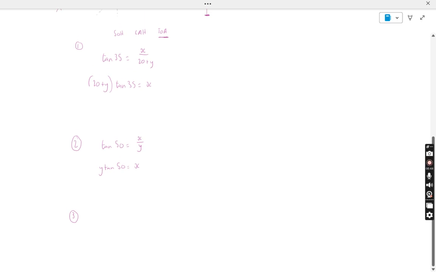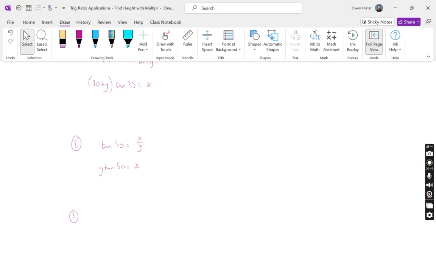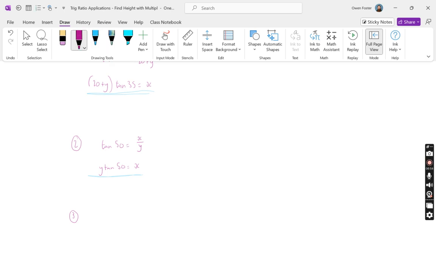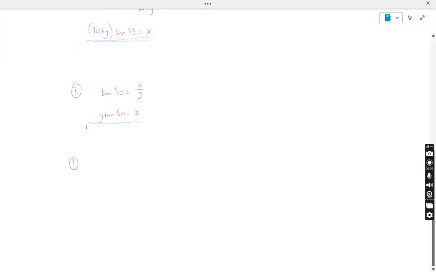Okay, third step, we've got a system of simultaneous equations here. I've got something equals x up here, something equals x, and down here, something equals x as well. So let's put those two against each other. I've got y tan 50 equals 20 plus y times tan 35.